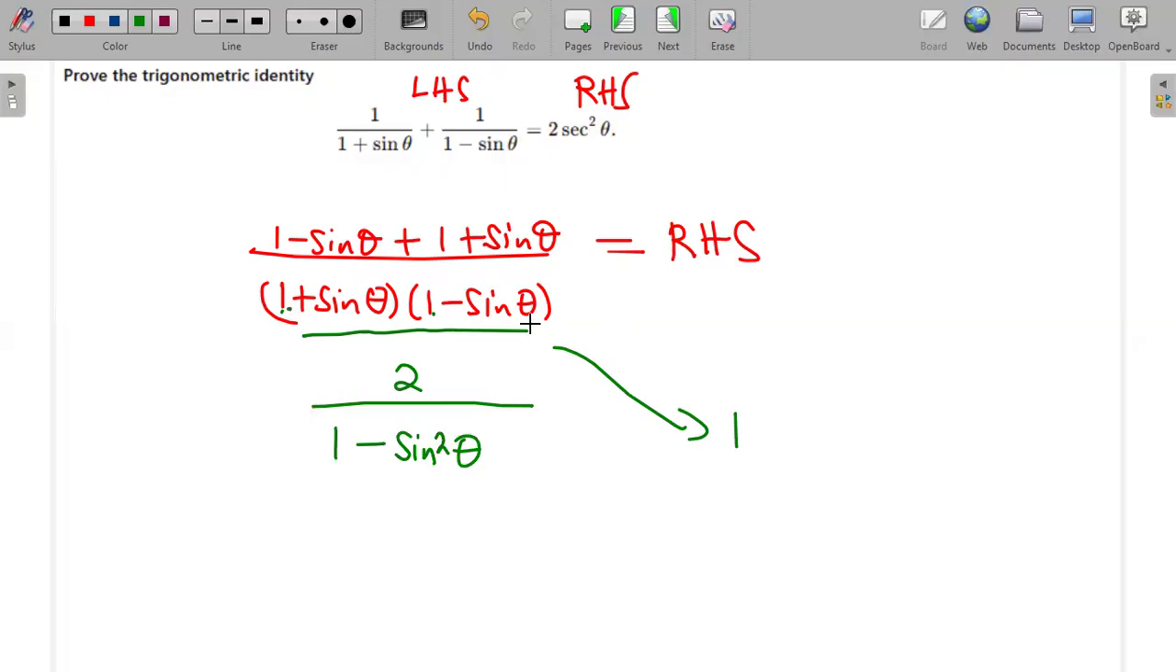1 multiplied by minus sine theta, I get minus sine theta. And then positive sine theta multiplied by 1, I get plus sine theta. And then positive sine theta multiplied by minus sine theta, I'll get minus sine squared theta. So now, this here will cancel out, so I just have 1 minus sine squared theta.